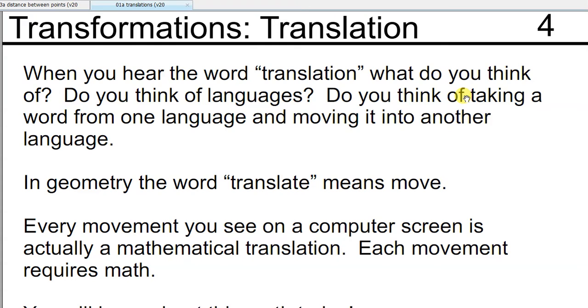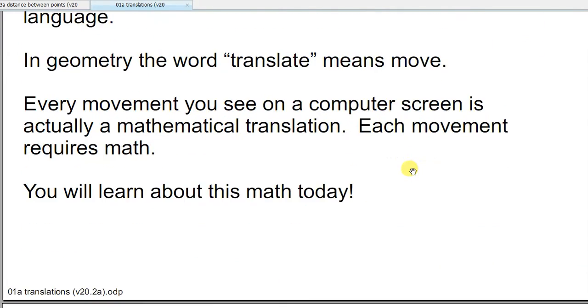When you hear the word translation, what do you think of? Do you think of languages? Do you think of taking a word from one language and moving it into another language? In geometry, the word translate means move. Every movement you see on a computer screen is actually a mathematical translation. Each movement requires math, and we're going to learn about that math today.